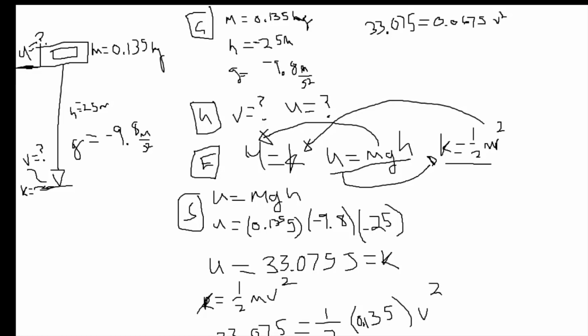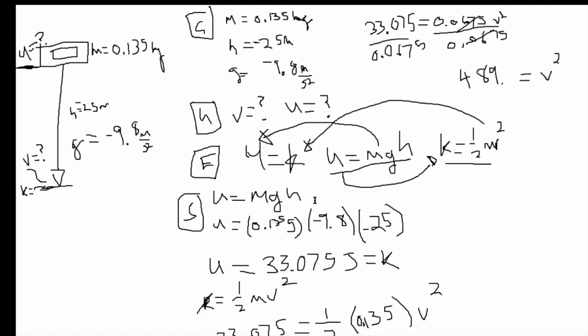Too many windows. You don't see them, but I've got all kinds of windows open. All right, so here we go. Now I can do my algebra. I'm going to divide both sides by 0.0675. And 0.0675 divided by 0.0675 equals 1. And 1 times v squared is just v squared, which equals whatever this is, which I believe is 489 point something.